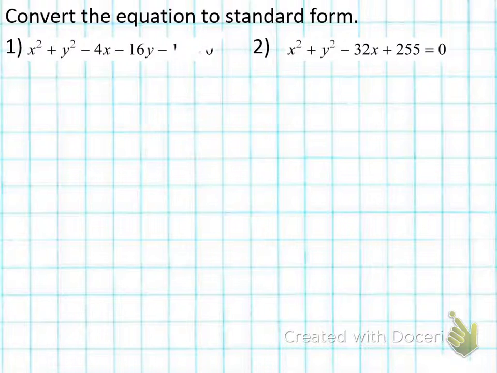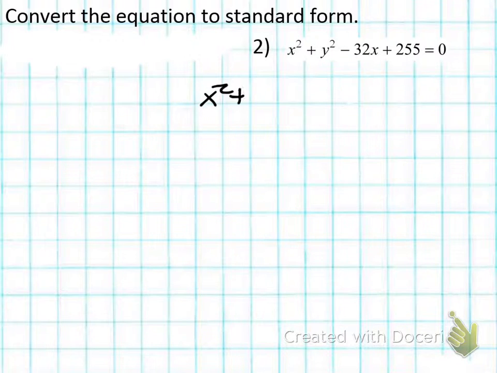Okay, so number 2, we'll just focus on that one up here. Okay, so go ahead, just leave your pencils down. We'll work through this one together. So first thing I'm going to do is make sure my constants are on the right side. My terms with a variable are on the left side. So I already have x squared plus y squared minus 32x. All I need to do is subtract the 255 to the other side.